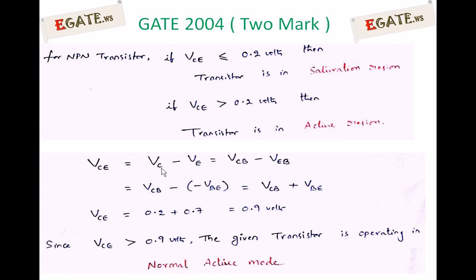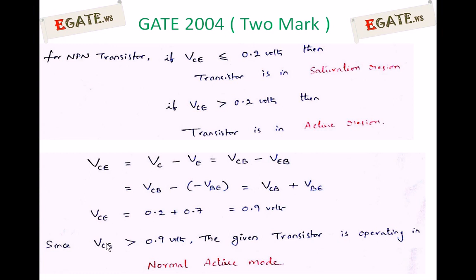VCE can be written as VC minus VE, and taking the base as the second reference variable, VCB minus VEB. So VCB minus of minus VBE, since VEB is nothing but minus VBE. So this will become VCB plus VBE. Now the VCE value is nothing but 0.9 volts.